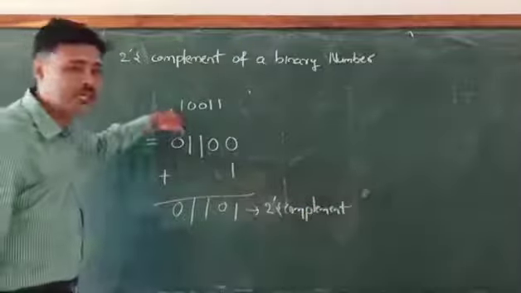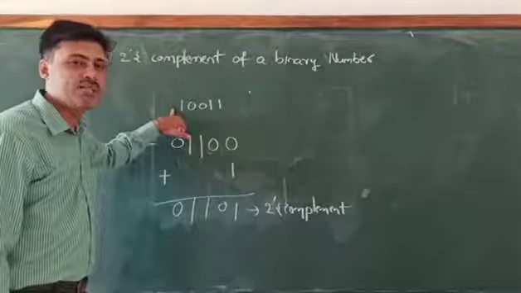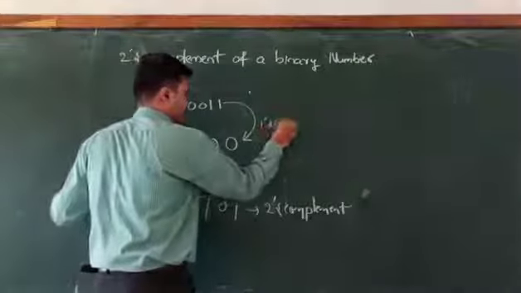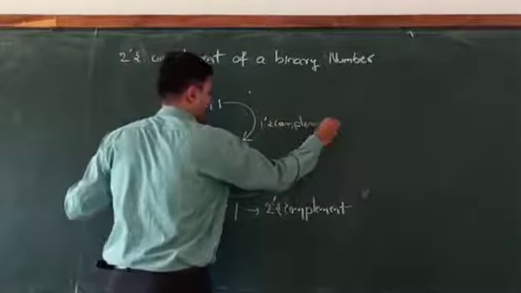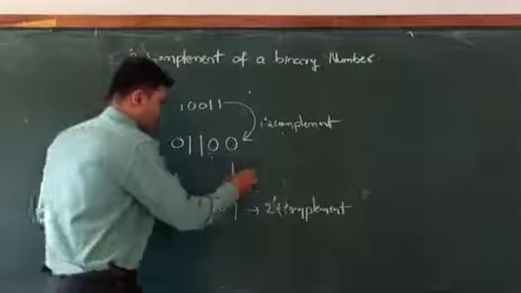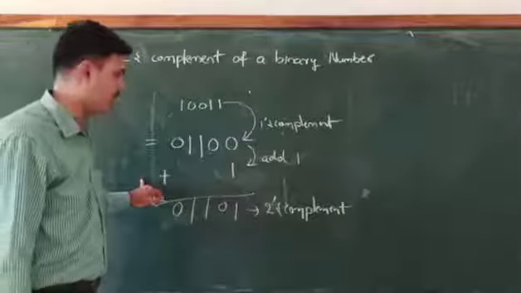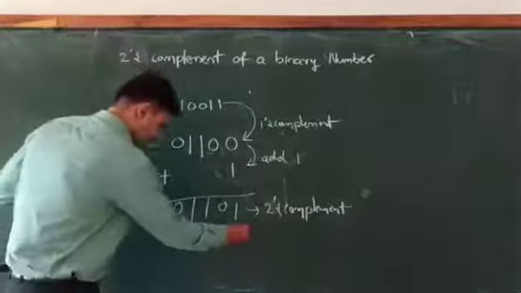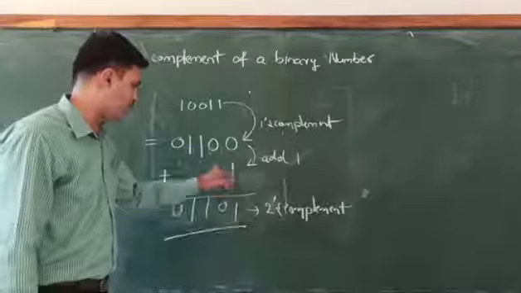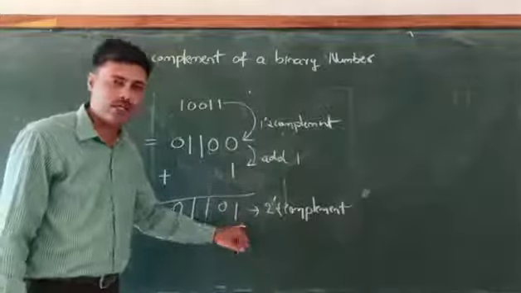2's complement of the given number 1 0 0 1 1. 2's complement of a number is equal to 1's complement plus 1. That is, we need to first convert this number to 1's complement, that is 0 1 1 0 0. Then add 1. Add 1 to the 1's complement. After adding 1 to the 1's complement, the answer will be the 2's complement of the number. That is 0 plus 1 is 1, 0 as it is, 1 as it is, 1 as it is, 0 as it is. Answer will be 0 1 1 0 1 here.